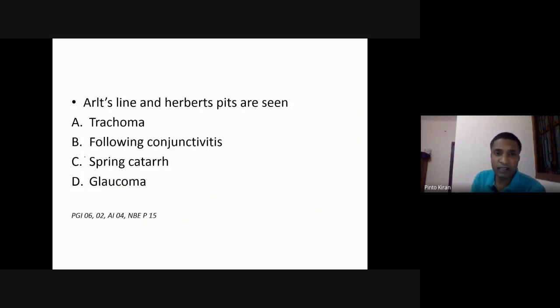Arlt's line and Herbert's pits are seen in trachoma. Again, we have discussed this. The only option here is the trachoma. But you should know there is something known as glaucoma.